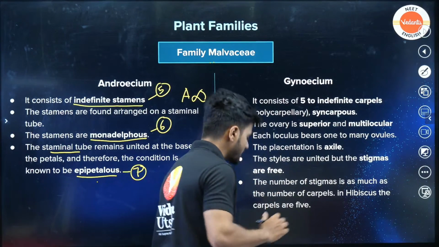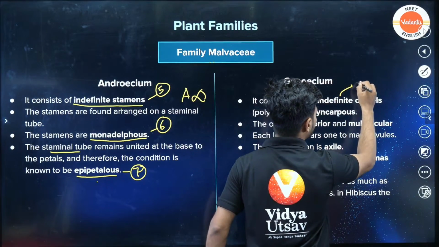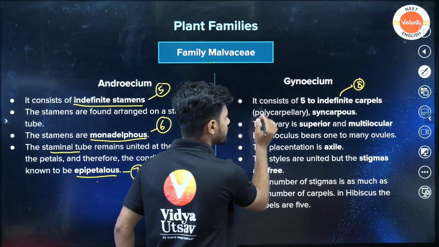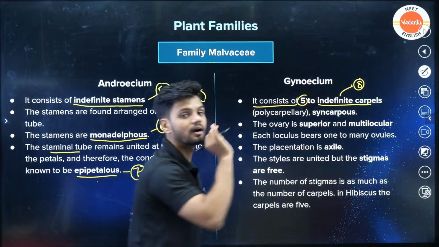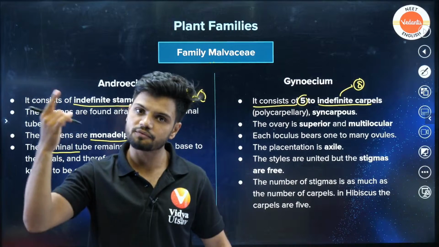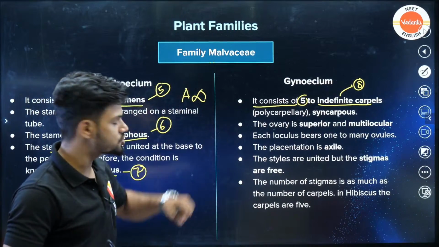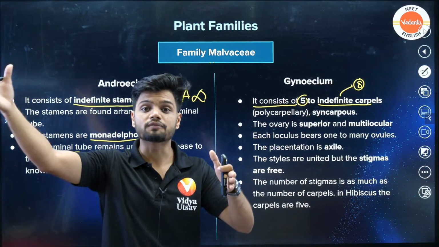Now listen to me very carefully, the point in your gynoecium. 8th point here in your Malvaceae. What is the 8th point? It consists of 5 to indefinite carpels. Again, androecium also indefinite, but in the case of your gynoecium it is 5 to indefinite.